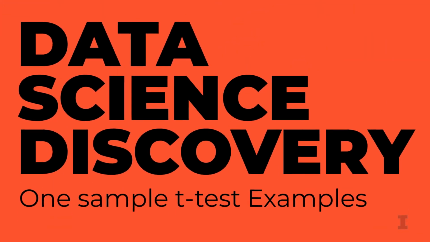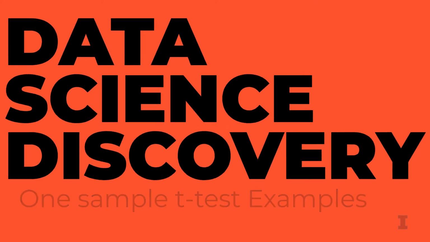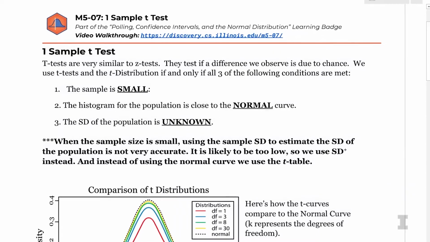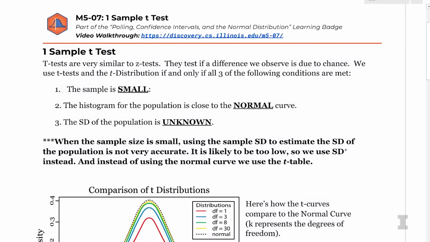Now let's do another type of hypothesis test called the t-test. Specifically, we're going to start with the one sample t-test. T-tests are very similar to z-tests. They almost sound the same when you say them. They also test if a difference is due to chance, just like the z-test. The only difference is there are slightly different conditions when we do the t-test.